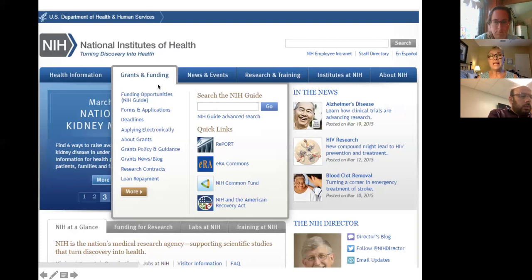And what you'll find is funding opportunities, which is important because you need to make sure that you're reading the most current announcement for the mechanism that you want to use. The forms and applications, the deadlines. Make sure you know when the deadlines are. How to apply electronically, and most of you will be able to just work through your grants office. And then there's some other resources.